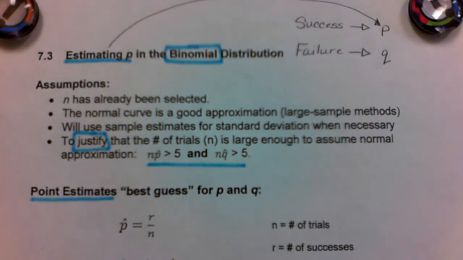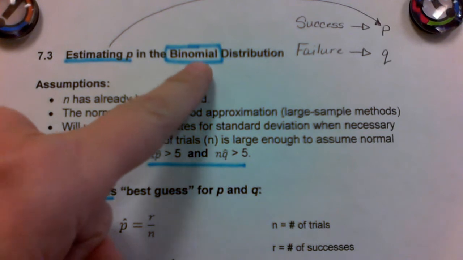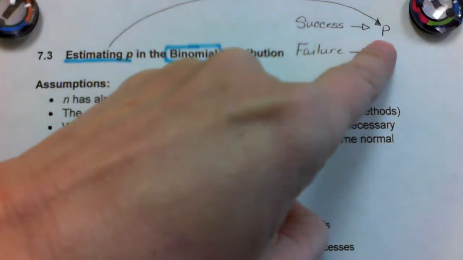Chapter 7.3. Now, in Chapter 7.3, we're still estimating, but notice it changes. In the previous two sections, we estimated mu. Now we're estimating p. So let's have a refresher on what p is. It refers back to the binomial distribution, and lowercase p is the probability of success.